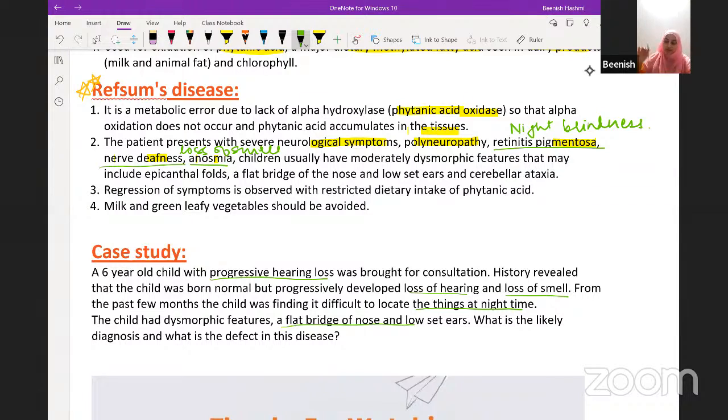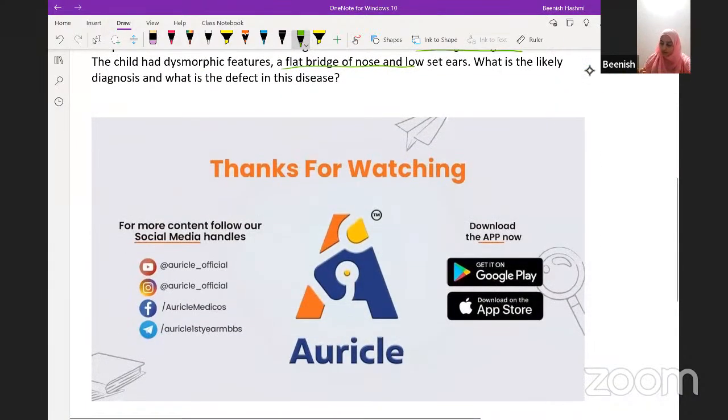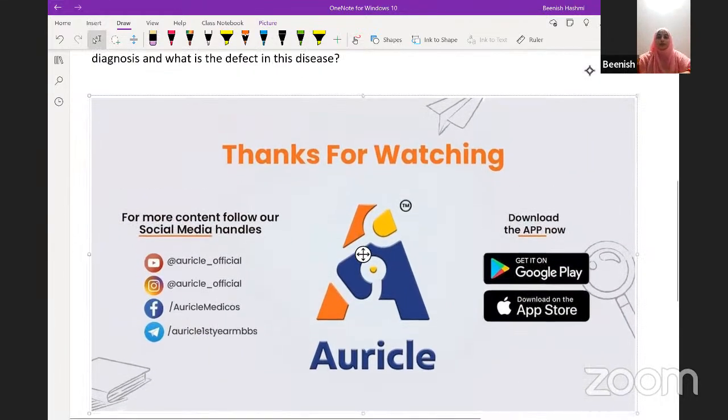So with this, we come to the end of our lipid marathon series. Our next topic will be amino acids and protein metabolism. Any queries, you can send them down in the comments and I'll answer them.